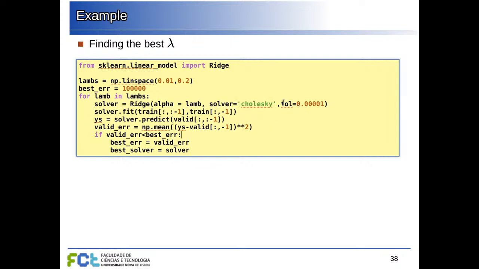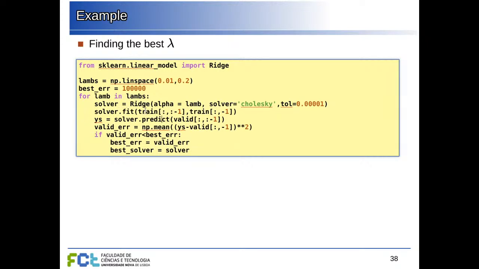It's faster in this case, but it may not work with all data. This is the tolerance for the computation, the numerical tolerance for finishing the computation. And then when we have this object, we call the fit method to fit the parameters.